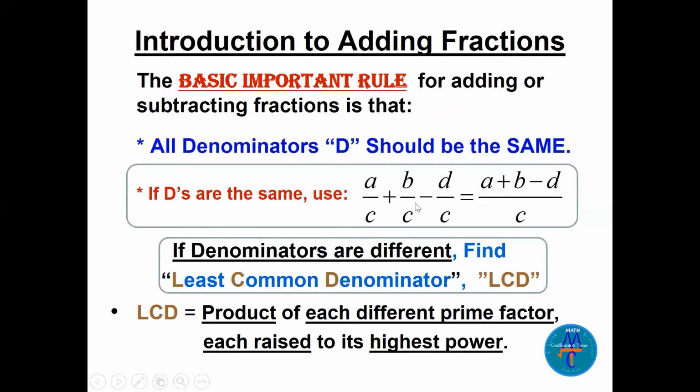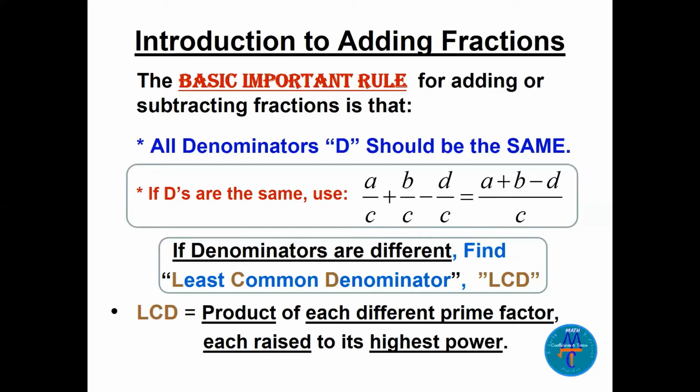A over C plus B over C minus D over C. Just add A plus B minus D, all divided by 1 C. That's easy. Now, the problem comes if the denominators are different.